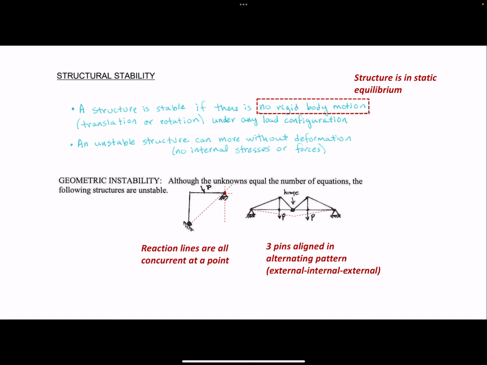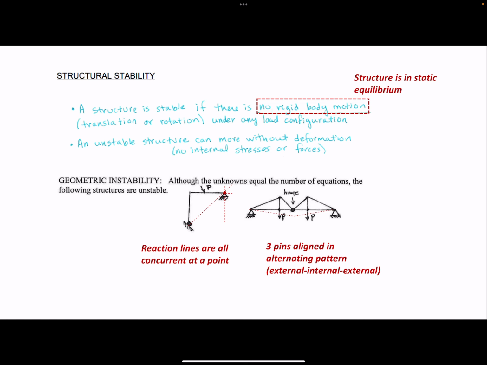So here with this frame, you have a roller support down here. The line of the reaction force is going to be perpendicular to the surface of that roller, right? So here's the line of reaction for that one reaction force in a roller. The pin support, we can break that down into an X and a Y. And since all three pass through the same point, that means there's no resistance to rotation about this point, right? So a force can cause this to rotate about that pin.